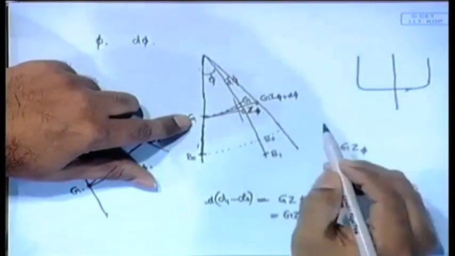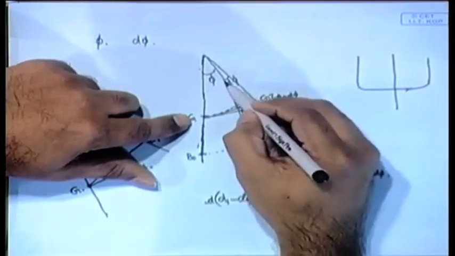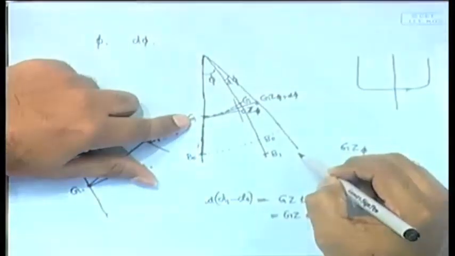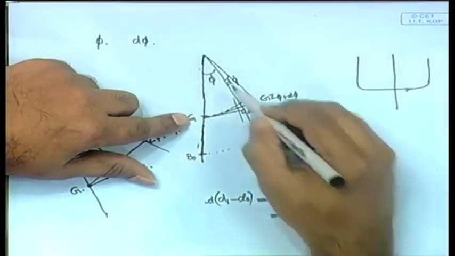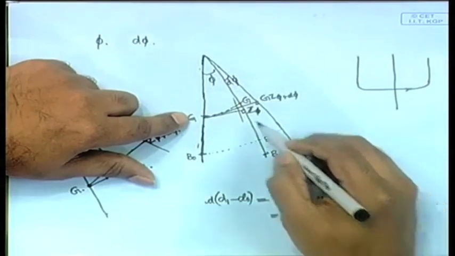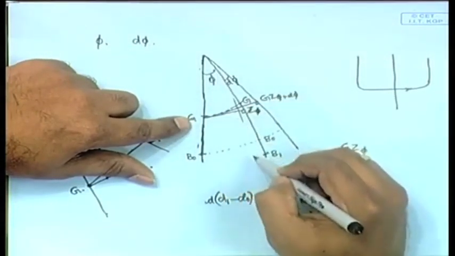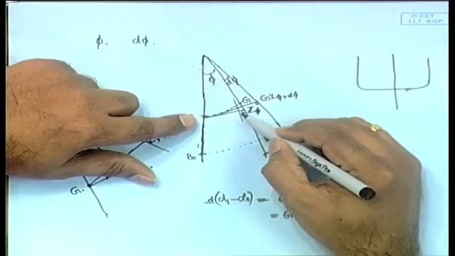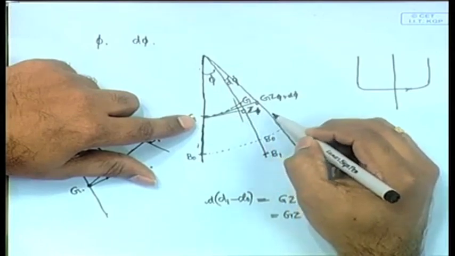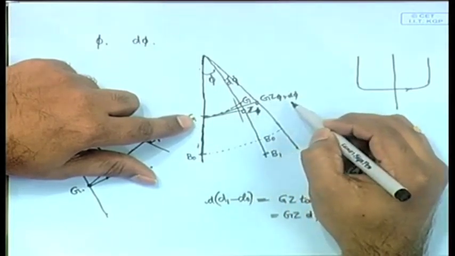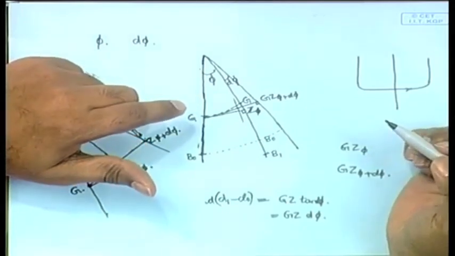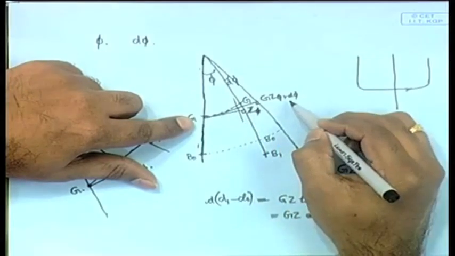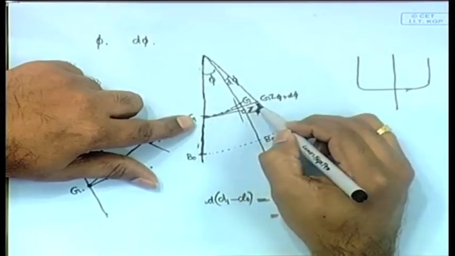Now it is heeled further by a small angle d phi. So it is heeled further and this is the new line. Again note that this is also vertical; when you are measuring distance like this, it is also vertical. Similar to GZ phi, which you have already done, you do a GZ at phi plus d phi, the same thing, you repeat it for phi plus d phi. So here you have another GZ phi plus d phi. I have drawn this line.